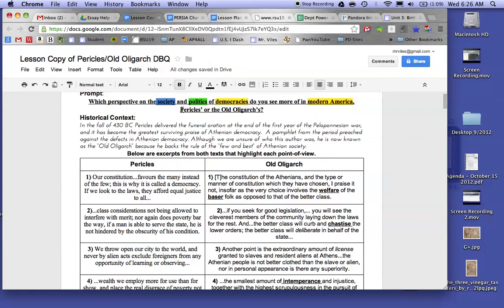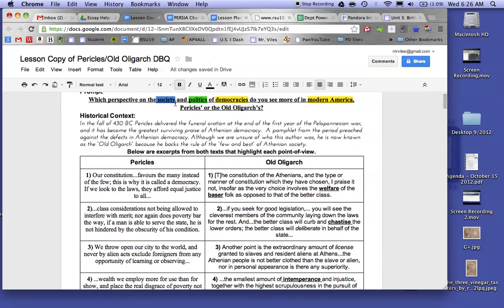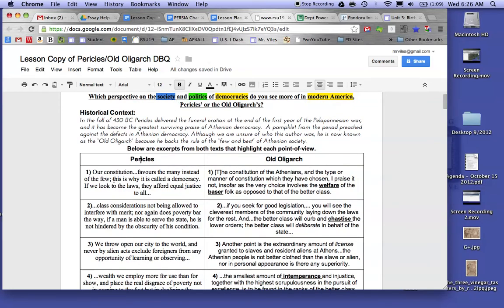And what I would recommend to you, what I would assign to you, is that right up here, use blue for society. When you read down here, anything you see that's talking about society, you highlight it in blue on both sides, whether it's the Old Oligarch or Pericles. And anything you see where they're talking about politics, you highlight it in green, or the same color that you highlight this word up here, on both sides.